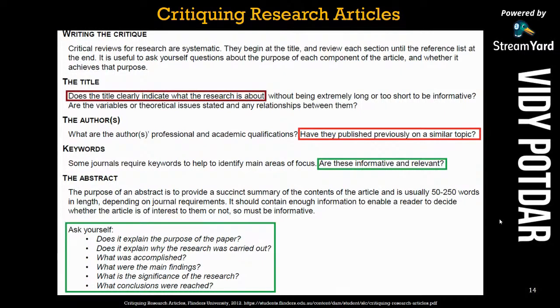Does it explain the purpose of the paper clearly? Does it explain why the research was carried out, what was accomplished, what were the findings, what is the significance of this research, and what conclusions were arrived at by doing this research? Were there any practical implications mentioned in the abstract? How thorough was it? All these are things that you can review and learn from by looking at the abstract.